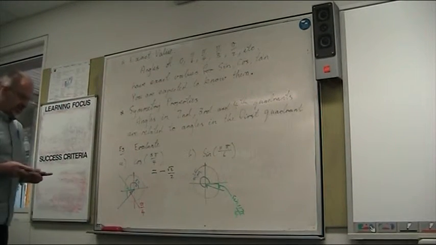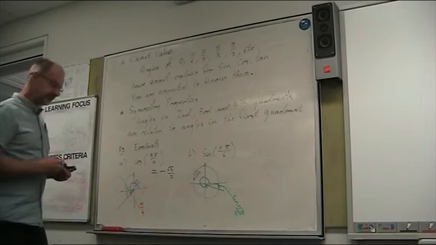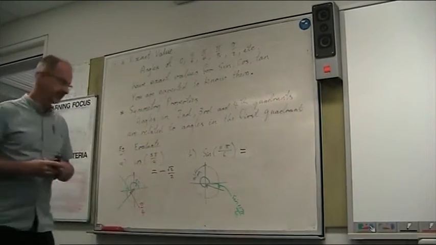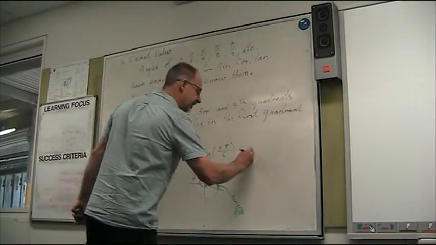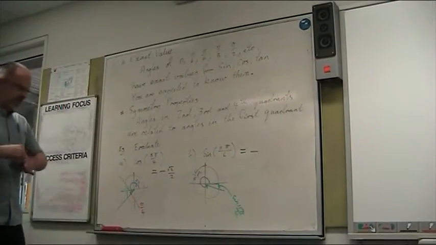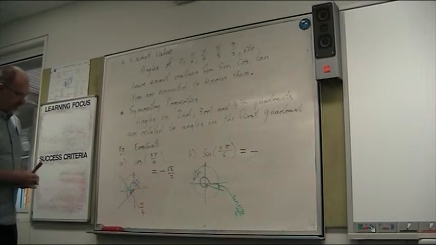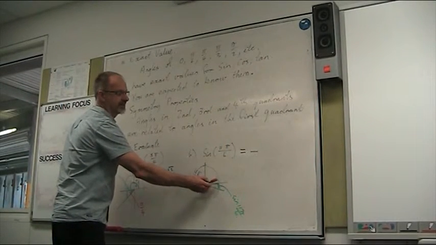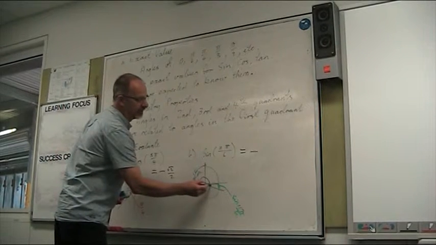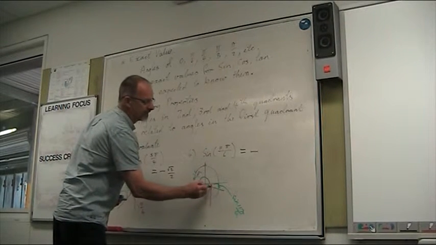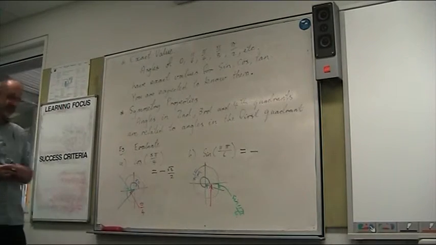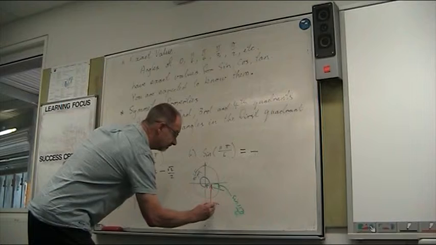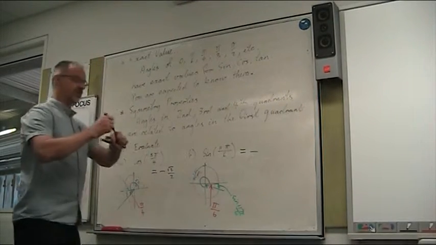So in the fourth quadrant is sine positive or negative? Alright, so it's going to be a negative answer. And it's going to relate to, and again, because we draw our triangle back to the x-axis, the angle that we're interested in is this one here with the x-axis. So how big would that be? Pi on 6, of course.